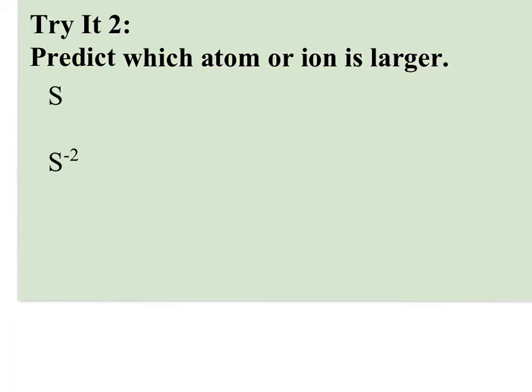Again, you might want to pause here and try this on your own, but predict which atom or ion is larger, S or S2-. So if I look up sulfur, sulfur is number 16, so it's got 16 protons, and the neutral one has 16 electrons, whereas sulfur 2- is 16+, but now it has 18 electrons. So now sulfur 2- is going to have more electrons crowding and be quite a bit larger than sulfur, the neutral atom.